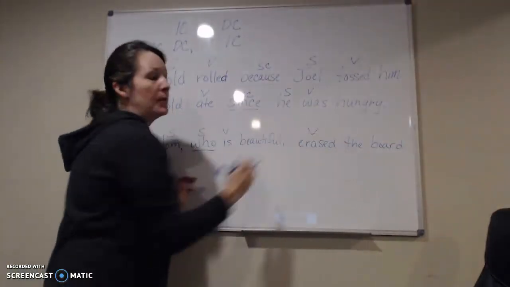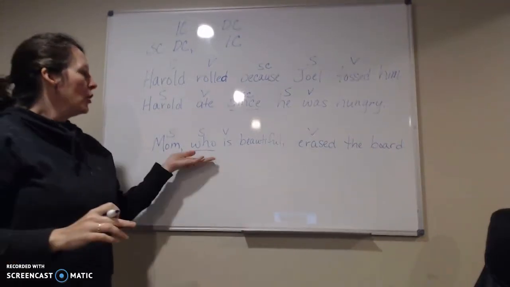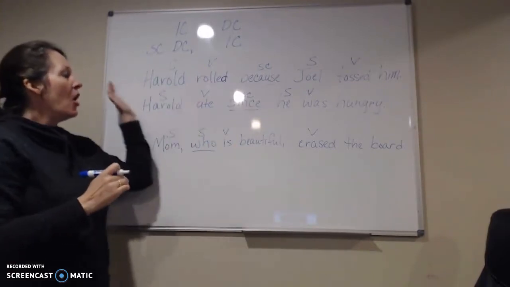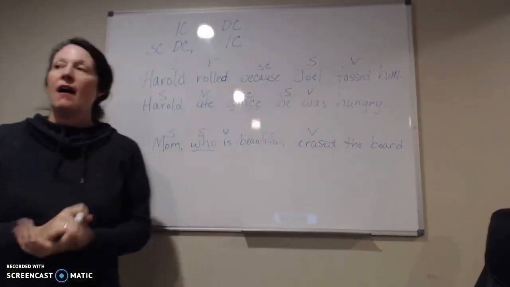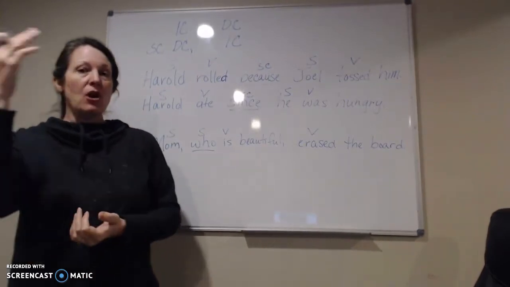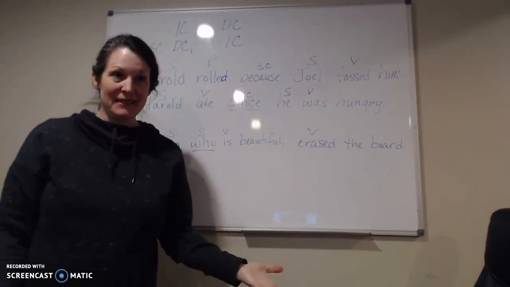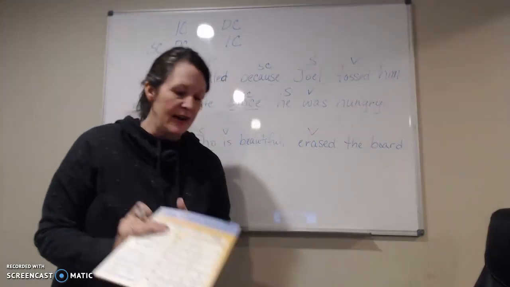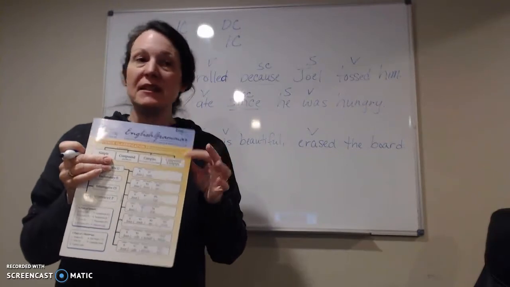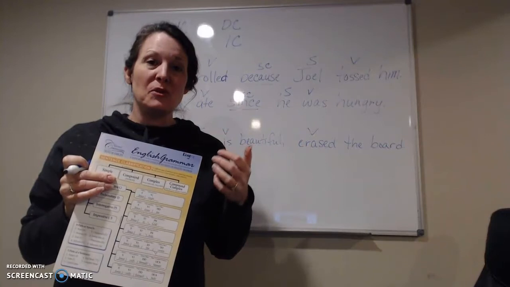I have a subject and a verb. So mom erased the board is an independent clause. It has a subject and a verb. It can stand alone. Who is beautiful is a dependent clause. It depends on the independent clause. All of these are examples of complex sentences. Now we've talked about compound sentences and we've talked about complex sentences. And now we're going to go right here to compound complex. Compound complex sentences just combine the two together.